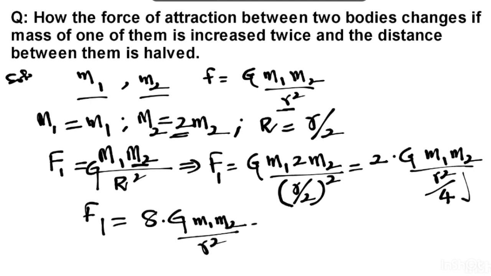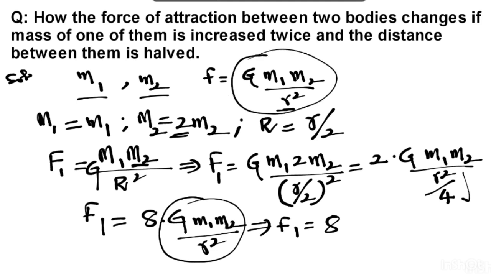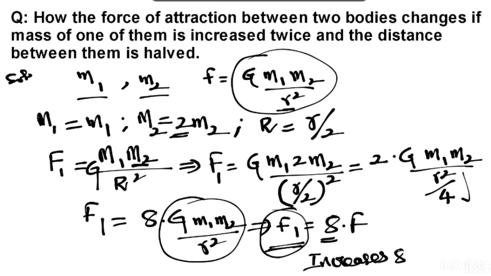I can write it as F1 equals 8 times, and what is G m1 m2 by r square? This is nothing but the initial force of attraction F. The force of attraction in the second case is F1, which is given by 8 F, where F is the force of attraction in the first case, which means the force of attraction increases 8 times if the mass of one body is doubled and the distance between them is halved.